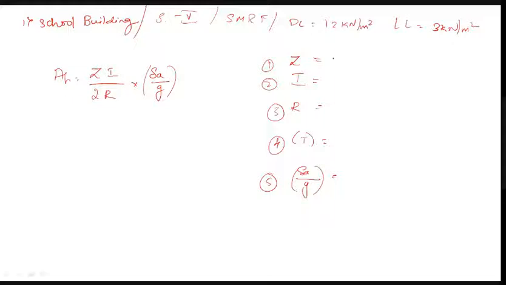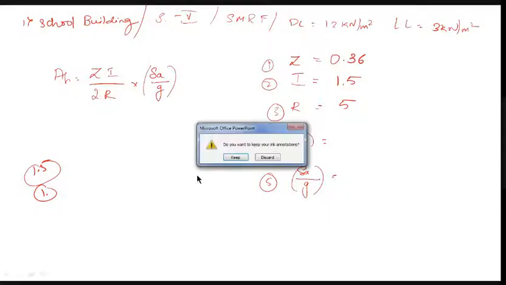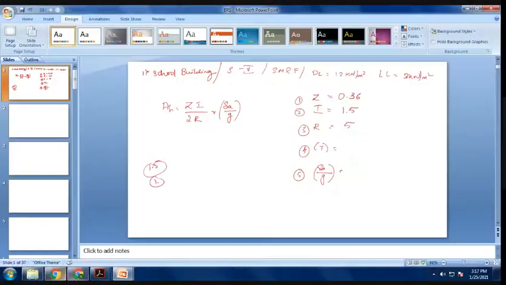So I will write here 0.36. Then what we need is the I value. We have seen that for important buildings the I value is 1.5, for other buildings it is 1. So directly I will write for school building it is 1.5. And the R value, for special moment resisting frame it is 5. We will see I value and R value, 1.5 and 5. Keep it in mind.